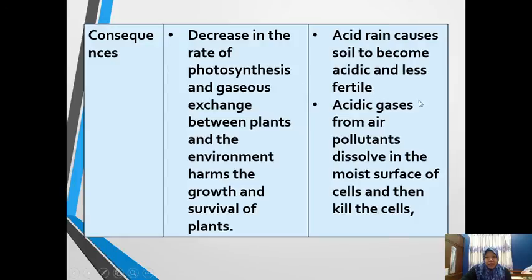Okay. So acidic gases from air pollutants dissolve in the moist surface of cells and then kill the cells. Okay. So gas-gas yang berasid ni tadi daripada air pollutants ni, okay, dia akan meresap masuk ke dalam permukaan-permukaan yang lembap bagi sel ni tadi, dan dia akan membunuh sel. Itu yang cikgu kata tadi. Okay. Dia masuk, walaupun dia masuk tu adalah air, tapi air dia tu berasid. Bila dia berasid, dia akan memusnahkan sel tersebut. Itu yang akan menyebabkan pokok kita mati. Okay.